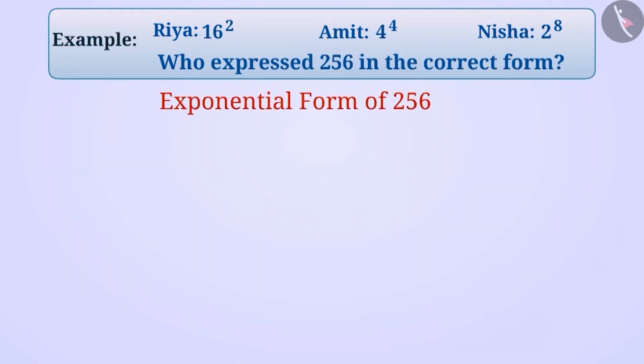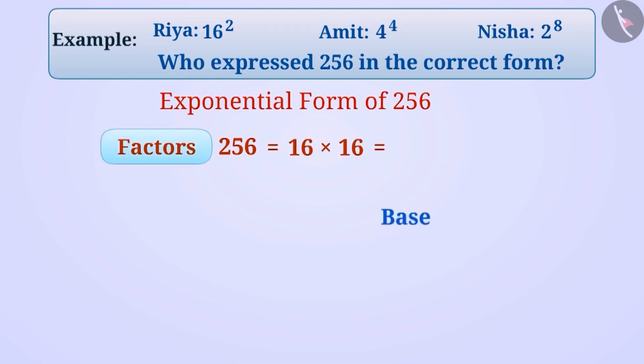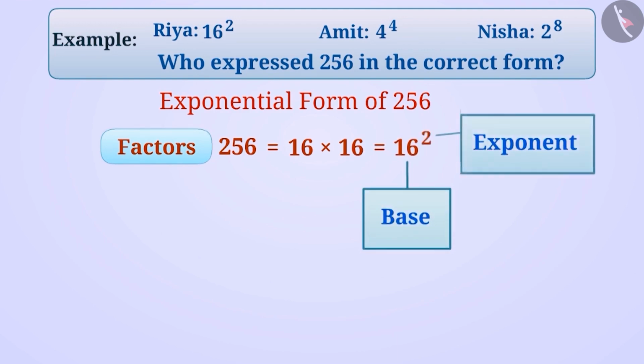Here we have to express 256 in exponential form. Can you tell how we would express it in exponential form? Think about it. Absolutely right. For this, we will have to obtain the factors of 256. We can express 256 as 16 multiplied by 16. That is, we can express 256 as 16 raised to the power of 2, taking base 16 and exponent 2.